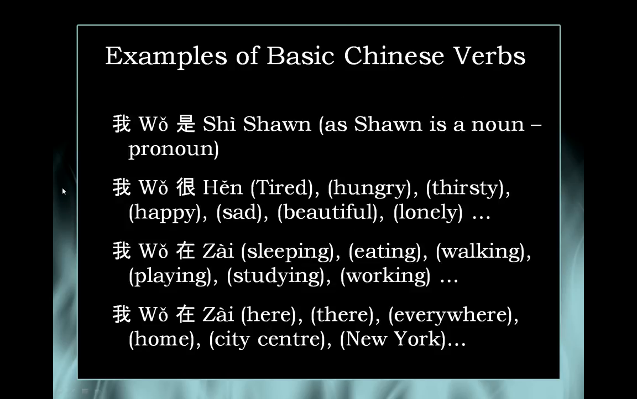So here are examples of basic Chinese verbs. They all use the same pronoun 我, which means I or me. So here's a short example of a noun. 我是 Sean. My name is Sean, so 我是 Sean. I am Sean. Because Sean is a noun, it's a pronoun.